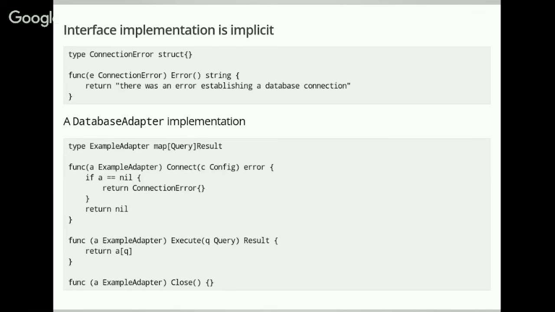And close makes no sense in this context, so I just implemented it, but I left it empty. And now I have a perfectly valid database adapter that I can use everywhere where a database adapter is expected, without implementing explicitly anything.